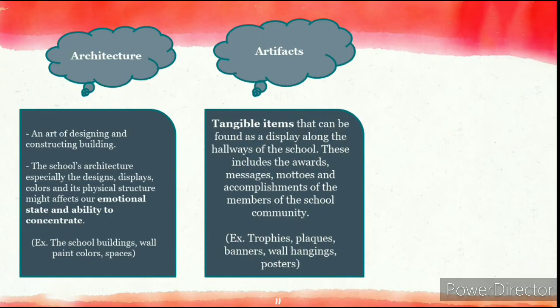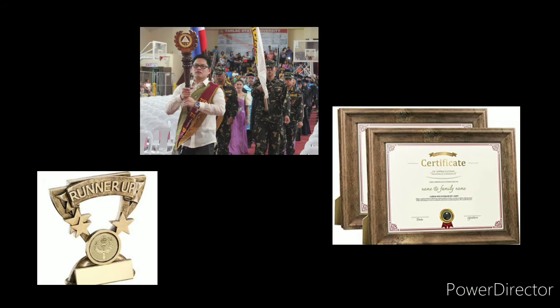Artifacts. These are the tangible items that can be found on display along the hallways of the school. This includes the awards, messages, mottos, and accomplishments of the members of the school community. Examples of these are trophies, plaques, banners, wall hangings, and posters. These visual displays mean that the school can produce successful people who can inspire the members of the school community.